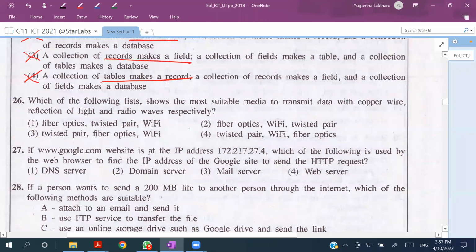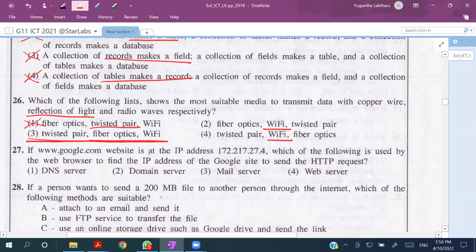The 26th: which of the following lists shows the most suitable media to transmit data with copper wire, reflection of light, and radio waves respectively? Copper wire, definitely there should be a copper wire, and when it comes to the reflection of light, it must be fiber optics. So fiber optics should be the second answer. Here the second answer is twisted pair, incorrect. This is going to be the answer.